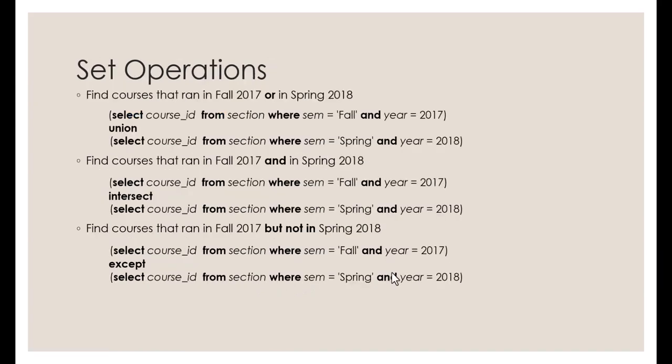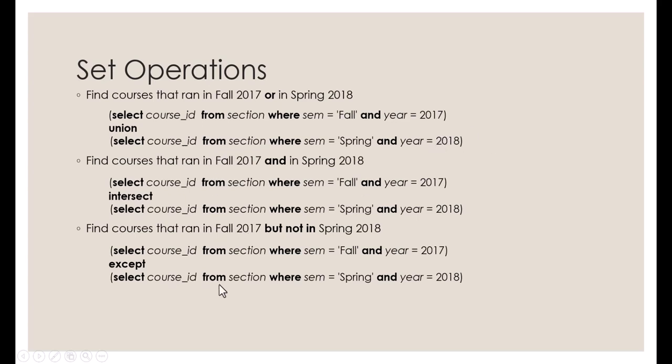Okay, we talked about set operations, where whenever you see the keywords or, and, or but not in, we did this in relational algebra. Okay, so now we're doing it in SQL. So we're finding the courses that ran in fall 2017 or spring 2018. The first subquery is going to return all of the course IDs from section where it was taught in fall of 2017. And then here we're using the keyword union for or. And then the last half is all the course IDs that were taught in spring of 2018.